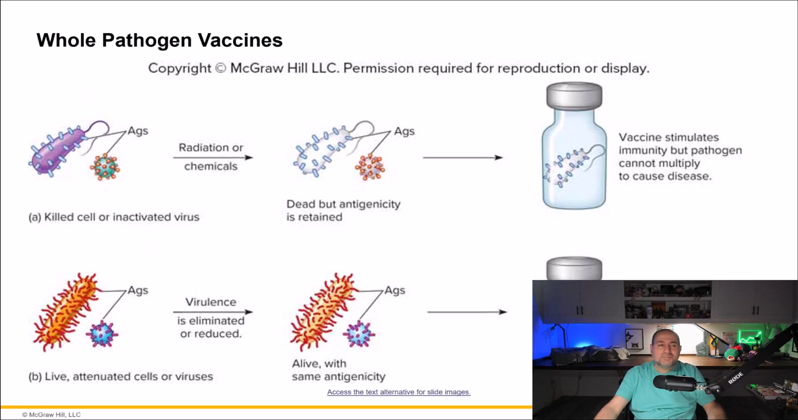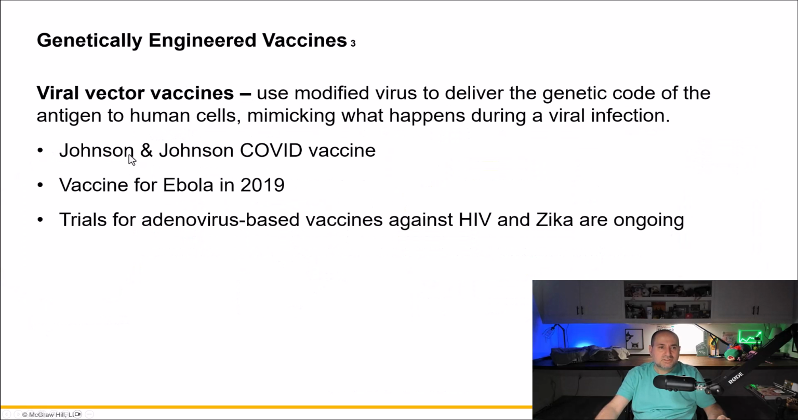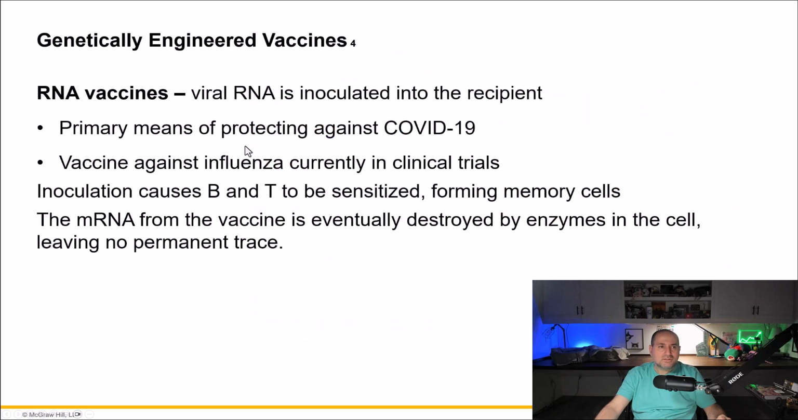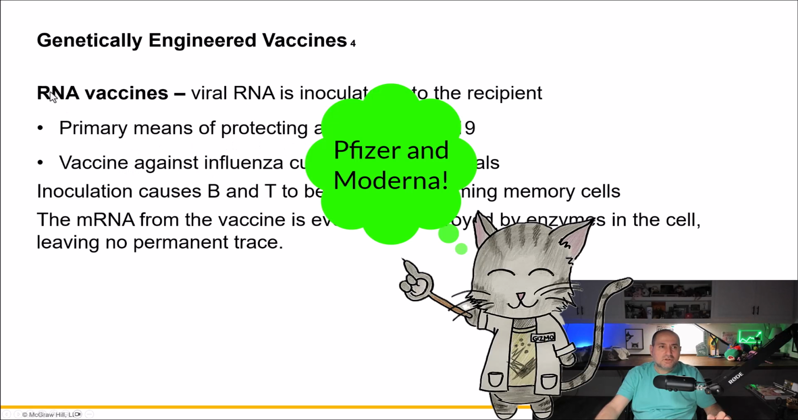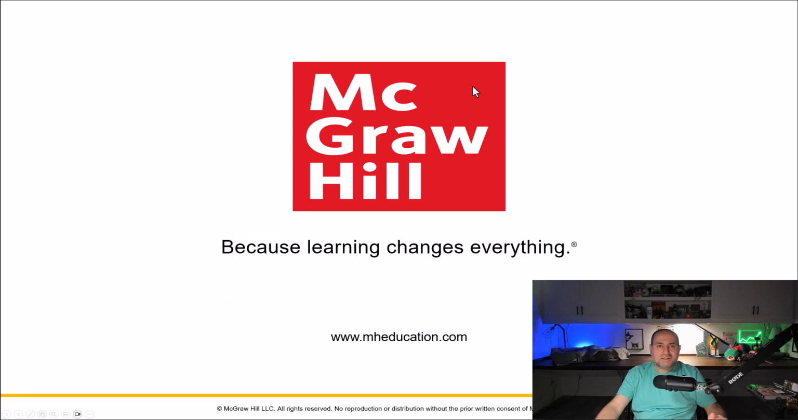And then lastly, we talked about the different types of vaccines. Just be familiar with the different types of vaccines. You should know that the Johnson & Johnson COVID vaccine is a viral vector vaccine, while the other ones, from Pfizer and Moderna, are RNA vaccines, also known as mRNA vaccines. And then the final concept check. If only a portion of the pathogen is being used as the basis for a vaccine, it would be called an acellular vaccine. Awesome. So that about wraps up this chapter.